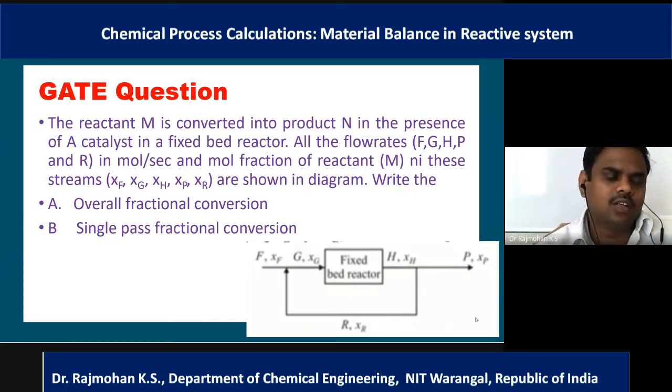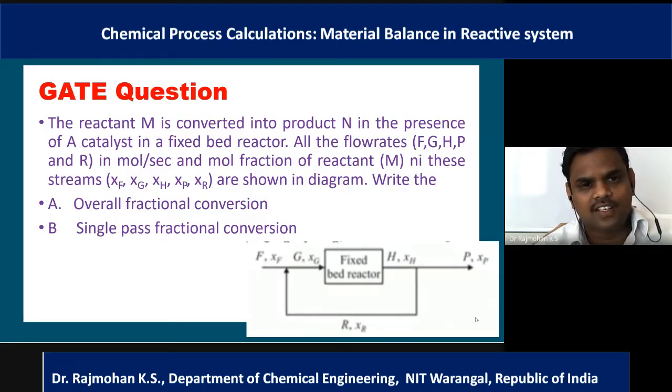Okay, so we just go through the question. The reactant M is converted into product N in the presence of a catalyst in a fixed bed reactor. So we have a fixed bed reactor in which a catalyst A is present, and we have a reactant M entering the system, and product N is formed in the presence of this catalyst A. Okay, so the flow rates are given. So we have a fresh feed.